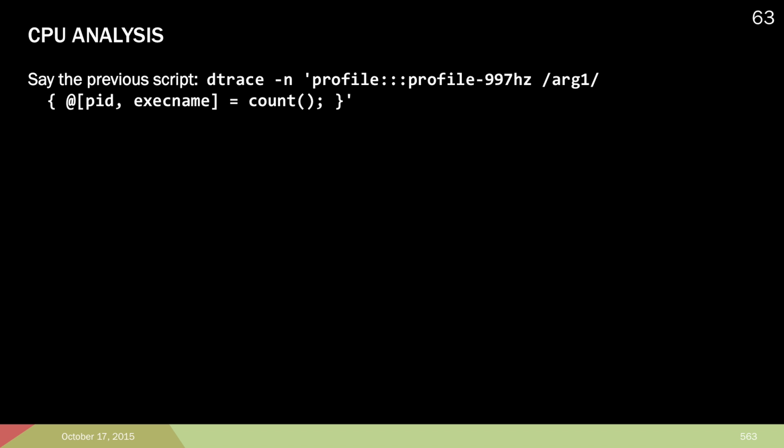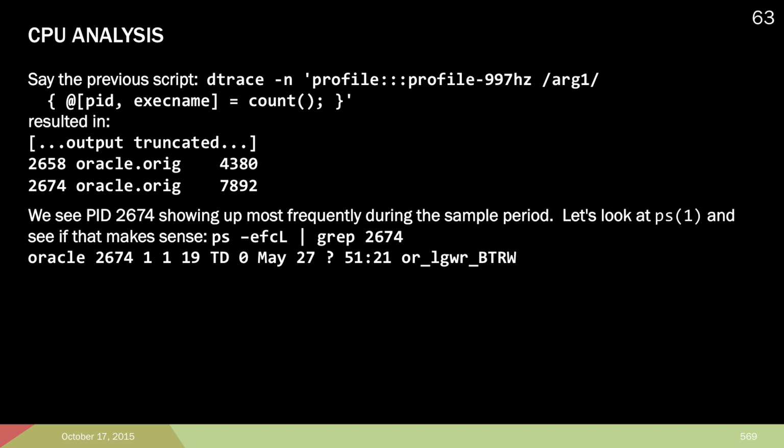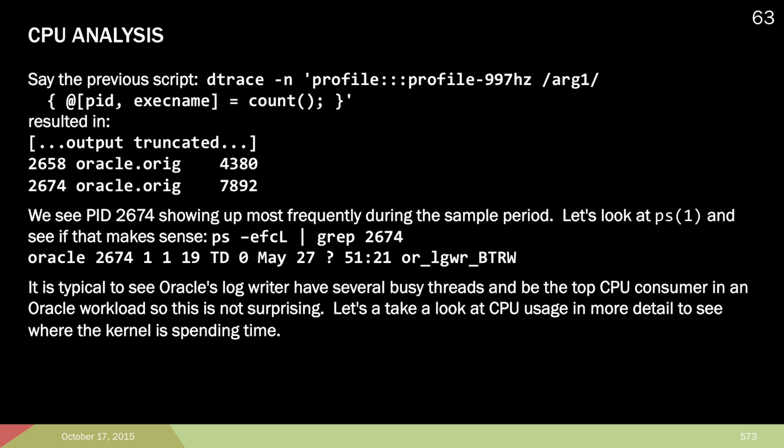Let's say the previous script, which sampled processes running on CPU in user space, resulted in this output, showing counts by process ID and process name. We see process 2674 showing up most frequently. Let's look at ps and see if that makes sense. It's typical to see Oracle's log writer have several busy threads. Keep this Oracle example in the back of your mind, as our next examples will build upon it.